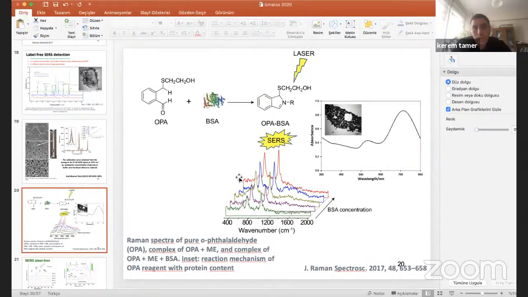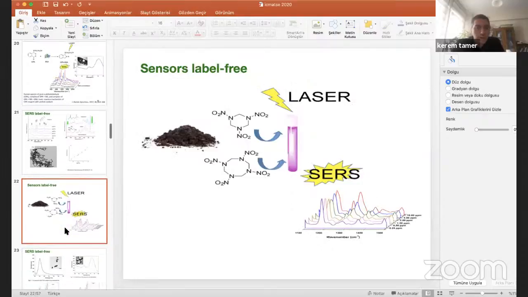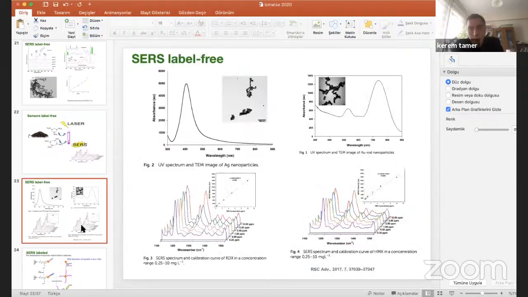For instance, this is some protein analysis. Okay, I'll skip this one. This one is also a label-free application for a TNT sample. It is a very dangerous chemical, as you know. Okay, so this is explosive detection using a similar strategy with the increase of the analyte. For instance, with TNT you can observe the increase of the signal.